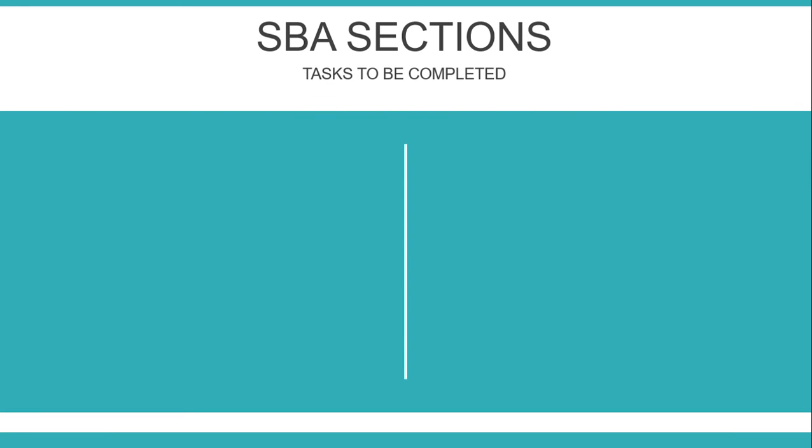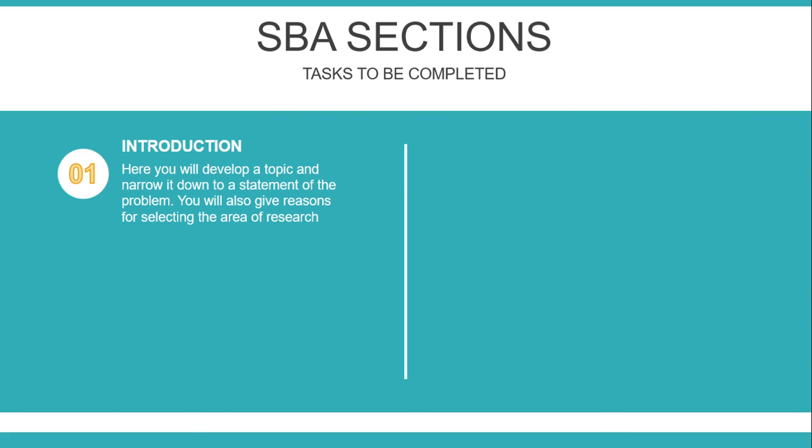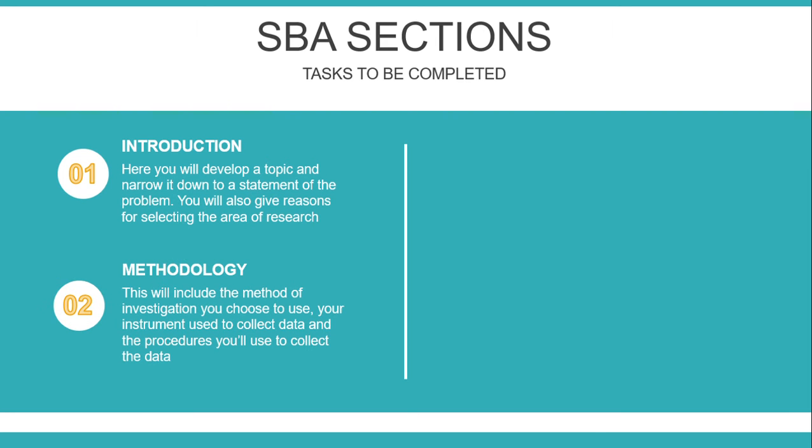So moving into what the SBA is all about, we have 4 sections to our SBA and 9 tasks to be completed. Our first section is the introduction, and it's divided into 2 tasks. So here you'll develop a topic and narrow it down to a statement of the problem. You'll also give reasons for selecting your area of research. So that's 2 tasks, and that values 4 marks.